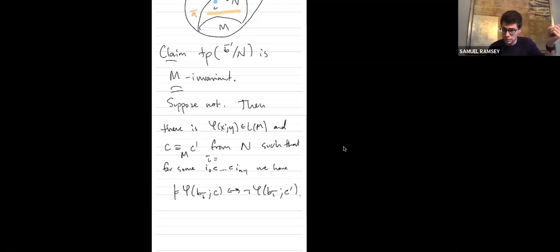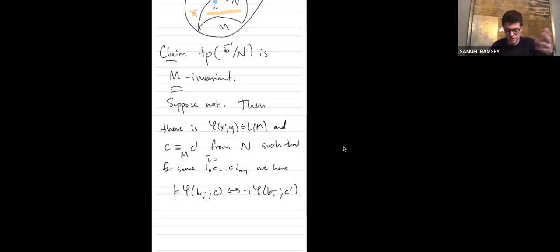So let's recall what it means to be invariant, right? What it means to be invariant is that if two tuples have the same type, then I put one in as a parameter for phi if and only if I put the other one in as a parameter for phi. So what does it mean to be not invariant? It means I can find some formula, two tuples with the same type, such that one instance of phi goes in and one instance of the negation of phi goes in. So I have two things with the same type over M, but the rule for when formulas go into the type is not dependent just on that type over M. Okay, that's what it means to be not invariant.